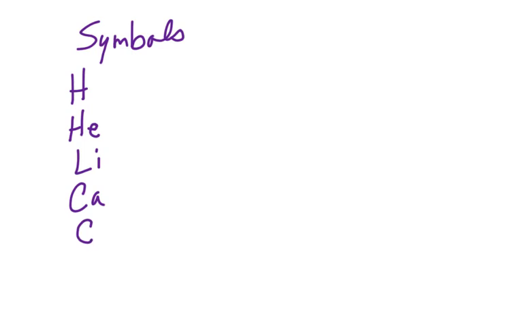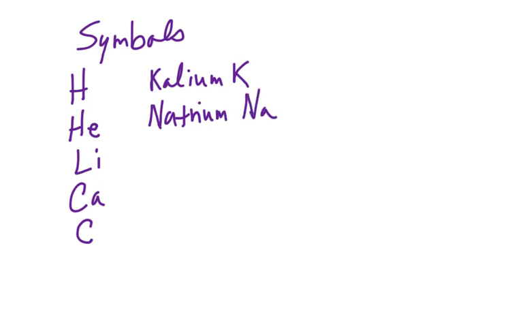Some of them, though, you'll get to, and they don't seem to make a whole lot of sense. Well, they do make sense if you just knew the other language that the element was in. So Latin for potassium is called kalium. Well, the symbol for potassium is a K. Latin for sodium is natrium. So the symbol for sodium is Na. So some of these don't seem like they make a lot of sense on the surface, but most of them all make sense if you just happen to know the other language.